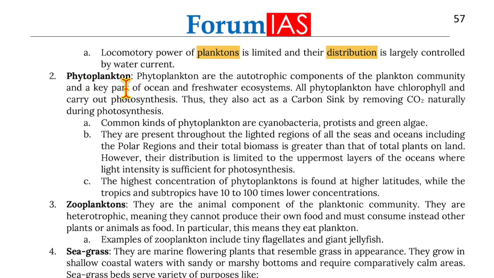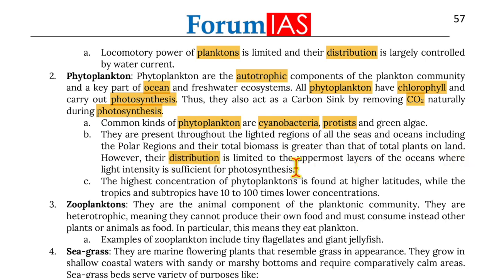Now, moving on to phytoplanktons. Phytoplanktons are autotrophic components of the plankton community and are a key part of the ocean and freshwater ecosystem. All phytoplanktons have chlorophylls and carry out photosynthesis. They also act as carbon sink by removing carbon dioxide naturally during photosynthesis. Now, common kinds of phytoplanktons are cyanobacteria, protists, and green algae. They are present throughout the lighted region of all seas and oceans, including the polar region, and their total biomass is greater than that of total plants on land.